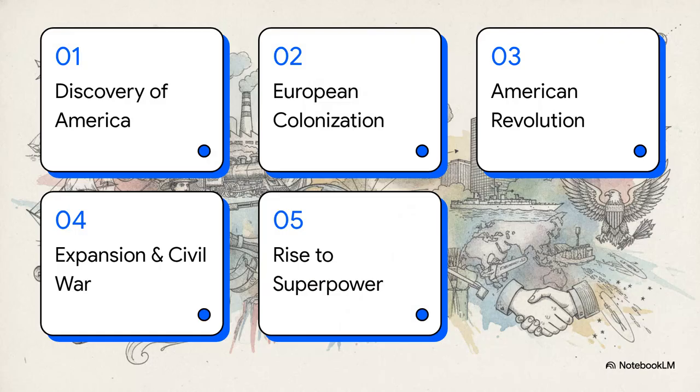conflicts. So here is our chronological roadmap for today. We'll start with the discovery of the New World, move on to its capture by European countries, the American Revolution, expansion and the Civil War, and finally, wrap up with the rise to a modern superpower. Let's get right to it.